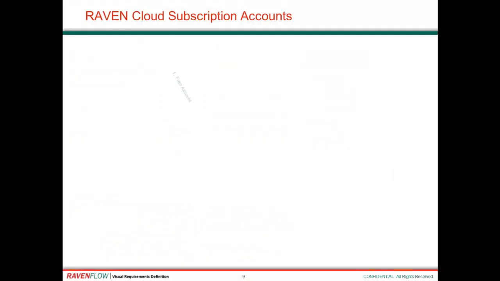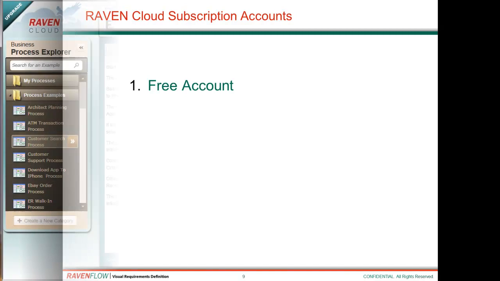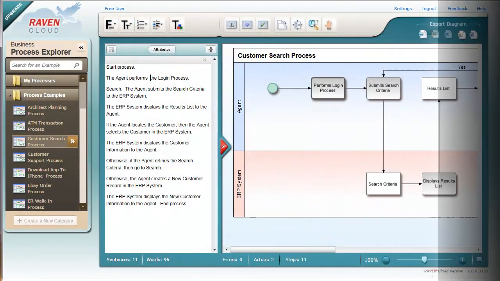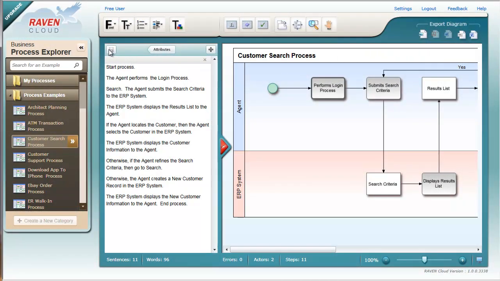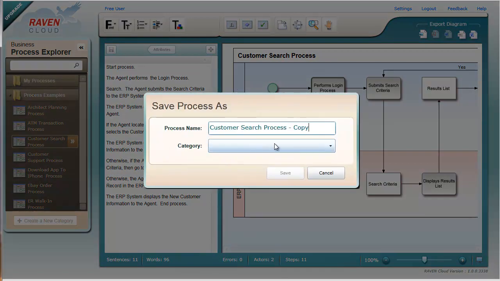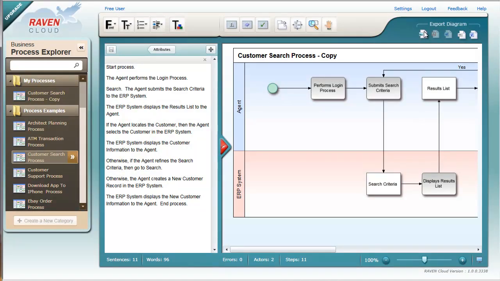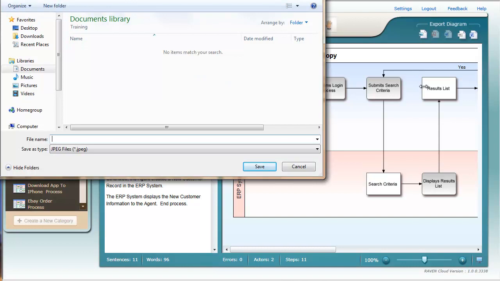First, you can sign up for a free account just by clicking the Sign Up button at the top left and providing your name and email address. With a free account, you can create your own processes and store them in a category folder called My Processes. You can also download your process diagrams to your computer as watermarked JPEG images.